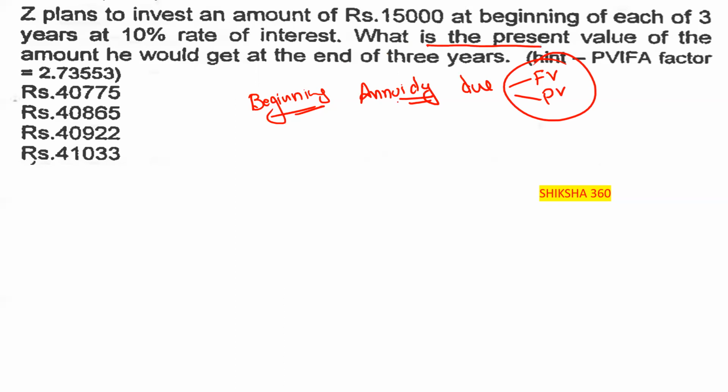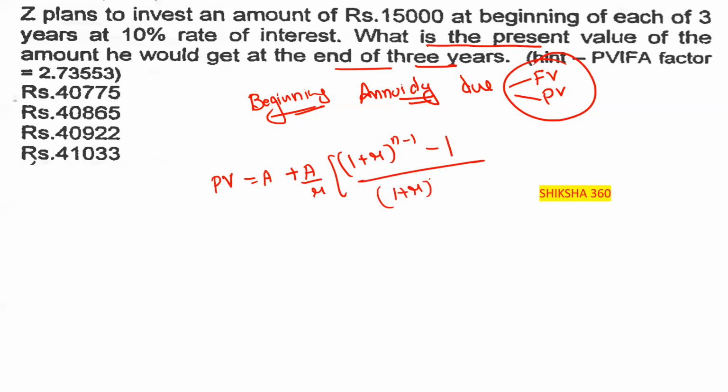So what is the present value? We have to calculate the present value of the amount he would get at the end of 3 years. Annually they are investing rupees 15,000, at the starting of the month. So we just have to put A plus A upon R into 1 plus R power n minus 1 upon 1 plus R power n minus 1. This is the formula they have given.